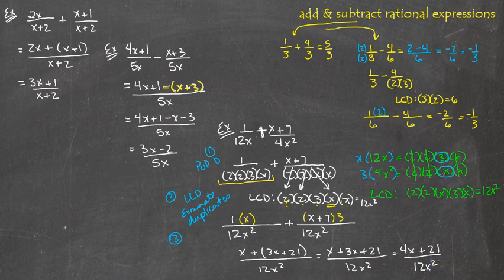Done. So the next step, after you've made the lowest common denominator, is you want to adjust the numerators to write like fractions. So that's my way of adding and subtracting rational expressions.